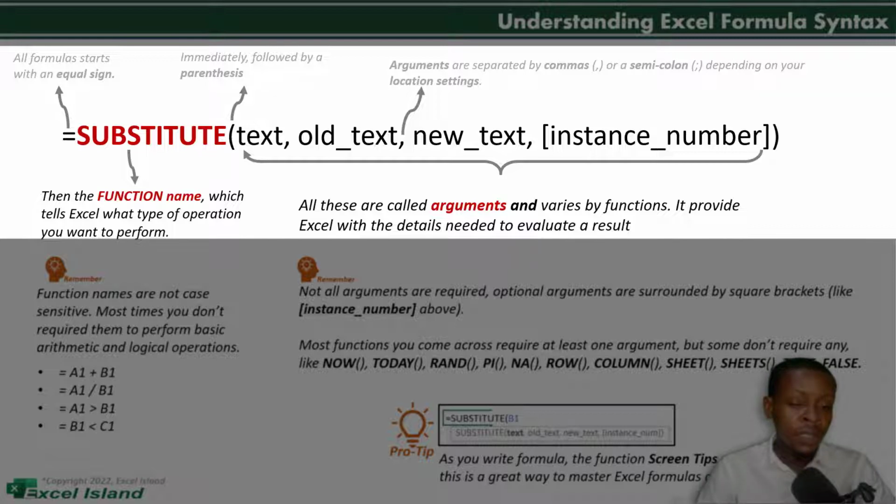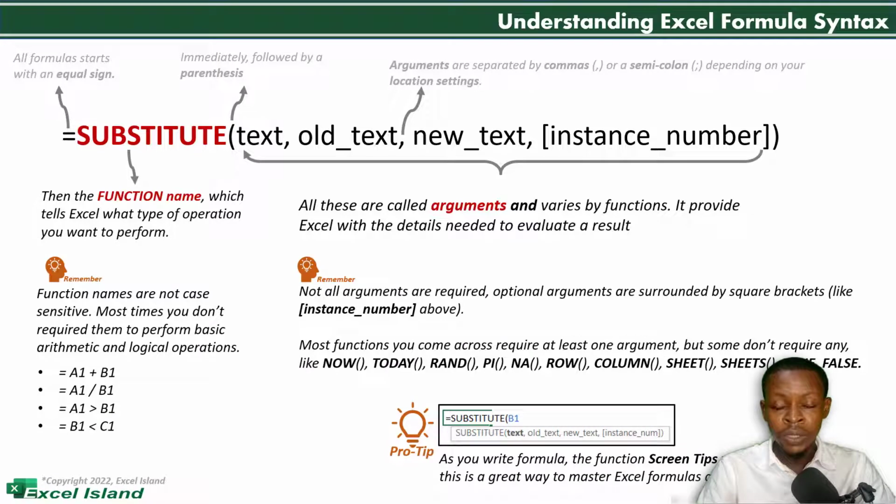Immediately after the function name comes a parenthesis, or simply put, a bracket. Within the parentheses, you will find what is called arguments. An argument varies by function. The argument provides Excel with details needed to evaluate a result. Note that arguments are separated by commas or semicolons depending on your location settings. Based on my location settings, arguments are separated by commas.